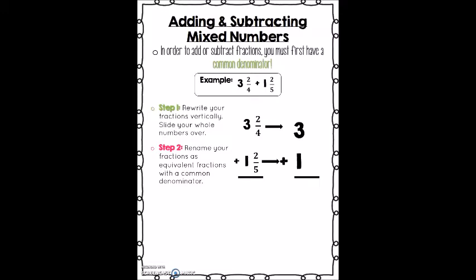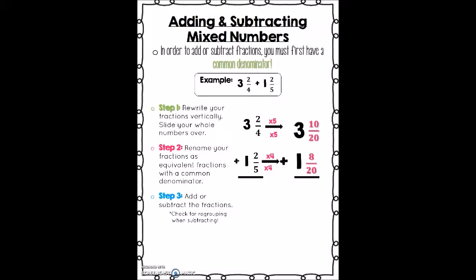So I already remember from our adding and subtracting video that my common denominator between 4 and 5 was 20. So my equivalent fraction for 2/4 meant I needed to multiply 4 times 5 and 2 times 5, which gave me an equivalent fraction of 10/20. And with 2/5, I multiplied 5 times 4 and 2 times 4, which gave me an equivalent fraction of 8/20. So I've just rewritten 3 and 2/4 as 3 and 10/20 and 1 and 2/5 as 1 and 8/20.